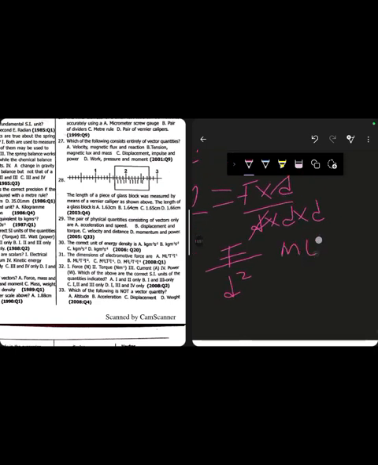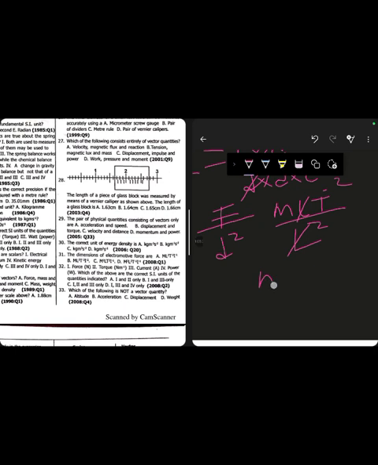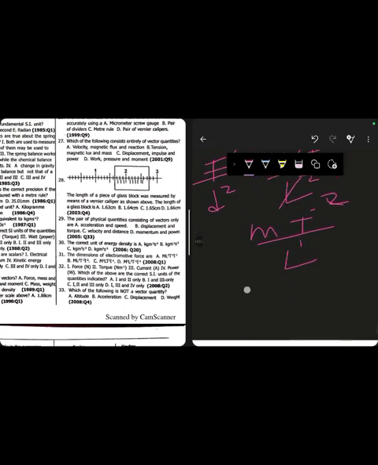Force is m L to the power of minus 2 over distance, which is L squared. L will cancel 1 L. So I'll have m T to the power of minus 2 over L raised to the power of 1. So if I'm writing it, it gives me m L raised to the power of minus 1 T raised to the power of minus 2. So which of them gives me that for energy density?